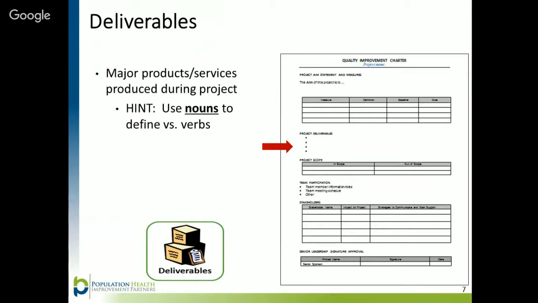Often, your team may not know all deliverables until the process or system has been assessed and the opportunities for improvement identified.